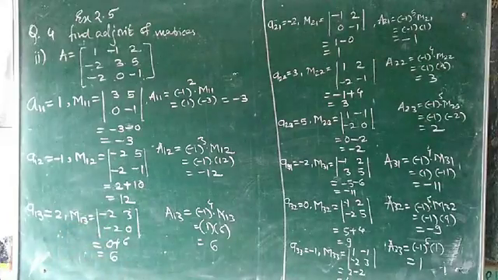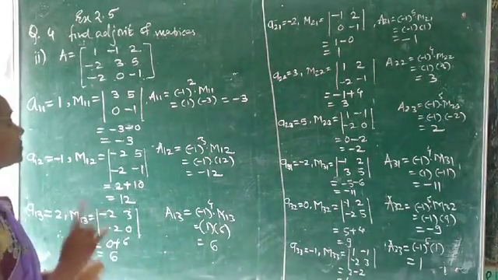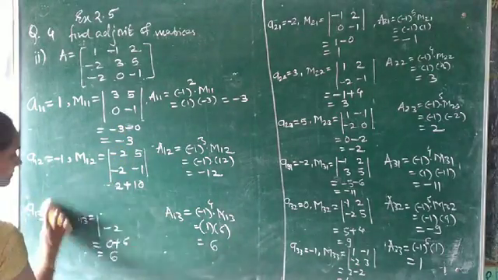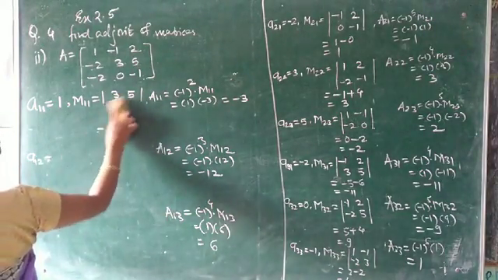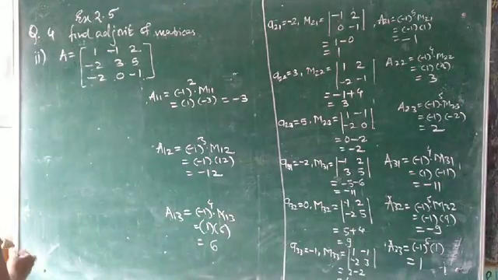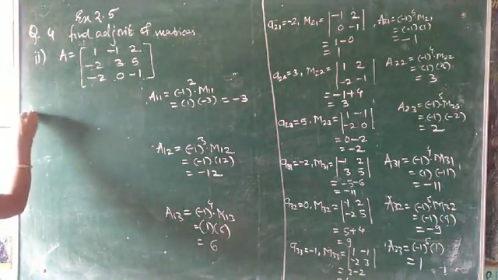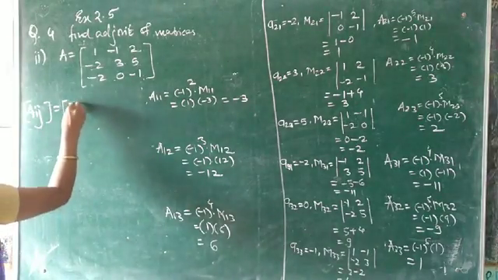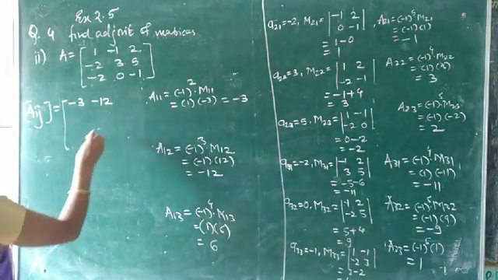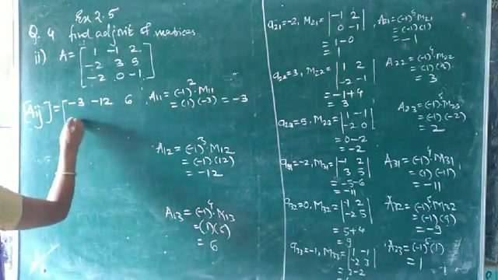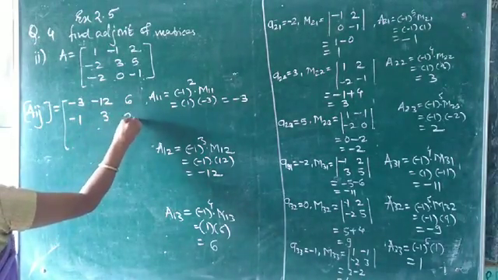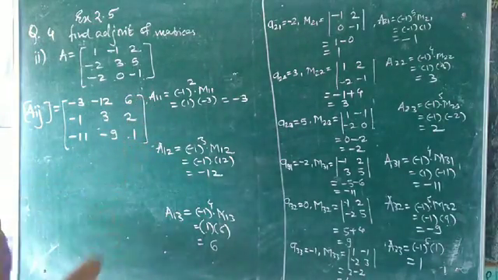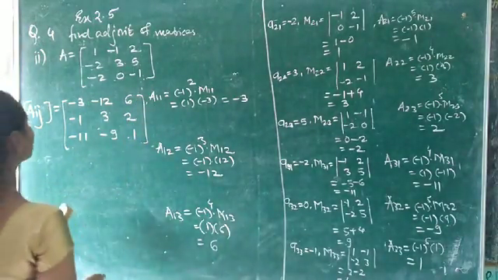This is minor and cofactor. We have to find the adjoint. So first we write the minor cofactor matrix. Therefore, the cofactor matrix is, Aij means cofactor matrix: minus 3, minus 12, 6, minus 1, 3, 2, minus 11, minus 9 and 1. This is the cofactor matrix, but we have to ask for the adjoint.